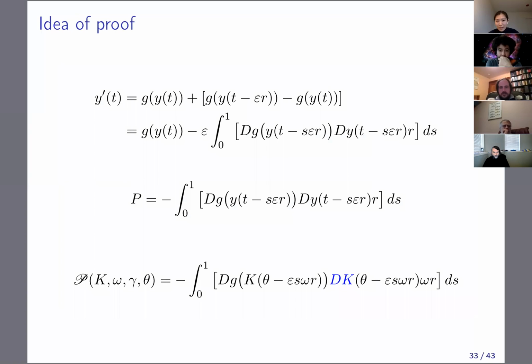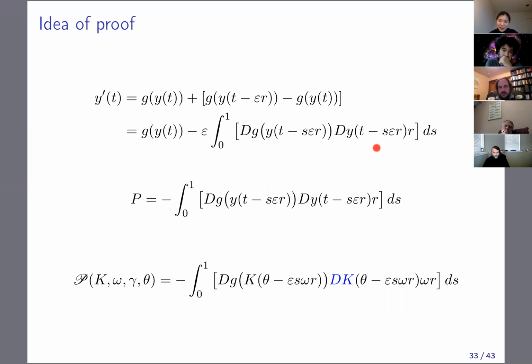Let me talk about the idea of the proof. I will take the autonomous equation as an example. The non-autonomous case will be similar. So we do this add and subtract in order to put the equation in the form of our general setting. And this difference over here can be expressed using this integration form. So this is our perturbation term P.